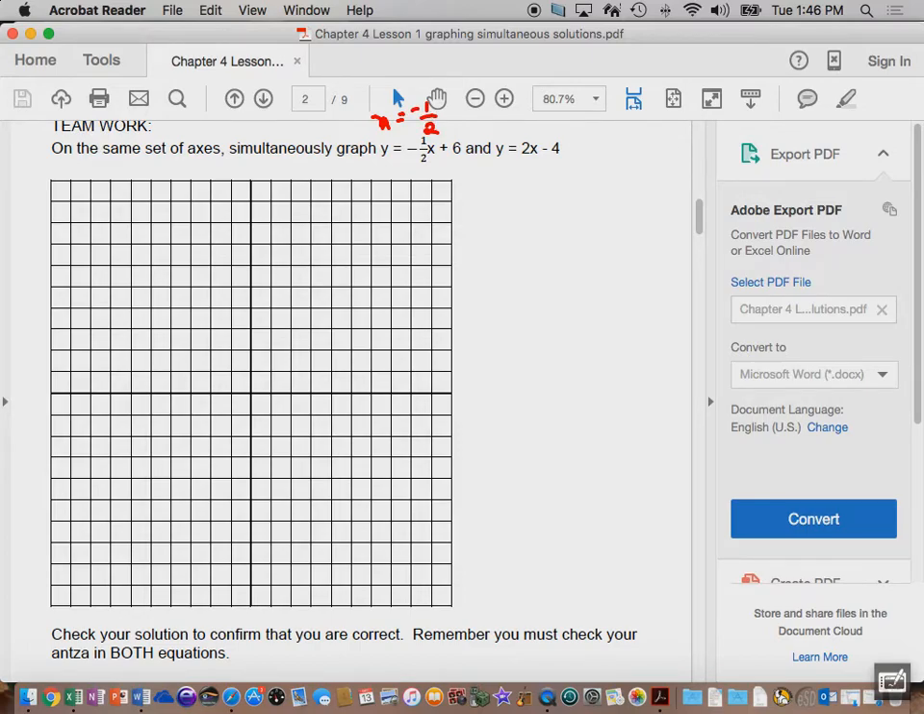Now, I don't care if that negative's in the top, if that negative's in the bottom, or best yet, the way I like to write it, just a negative in front. Let me show you why.